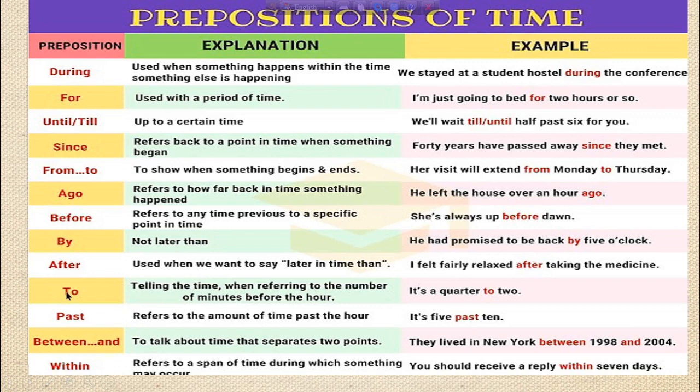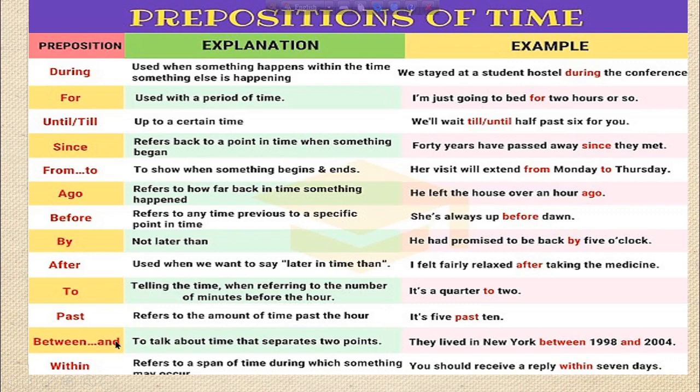To is another preposition of time and it is used when telling the time, referring to the number of minutes before the hour. For example, it's a quarter to two, 1:45. Past is used to refer to the amount of time past the hour. For example, it's 10:05.